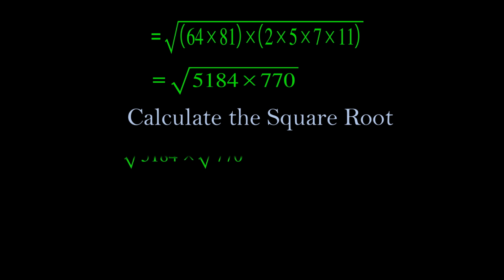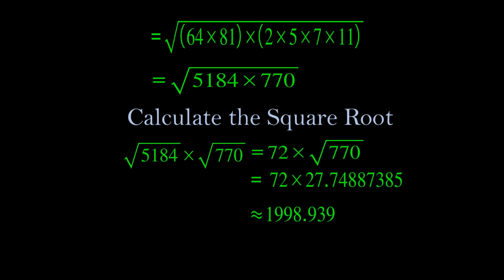We know that the square root of a product is the product of the square roots. So, we calculate the square root. The square root of 64 is 8, and the square root of 81 is 9, giving us 72. We multiply 72 by the approximate value of the square root of 770, resulting in about 1,998.939. Finally, we calculate the remaining part of the square root.